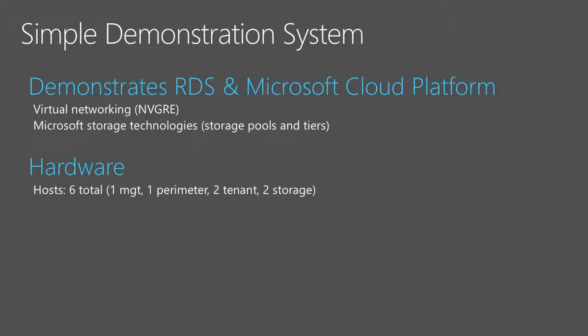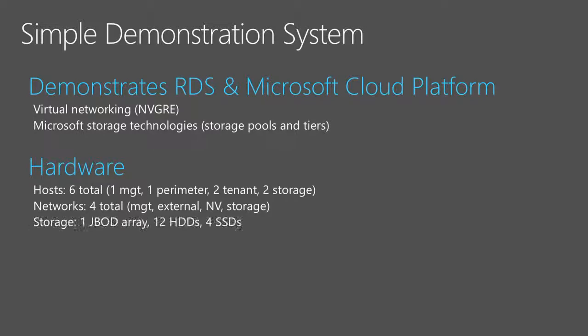and essentially built an Azure-like environment with just 6 hosts. We had one for our management block of VMs, one for our perimeter. We had 2 hosts for our tenant workloads and 2 for our storage scale-out file server. We had 4 networks. We had one for the management traffic, one for the external connections coming in from the internet, one for our NVGRE traffic, and one for storage.